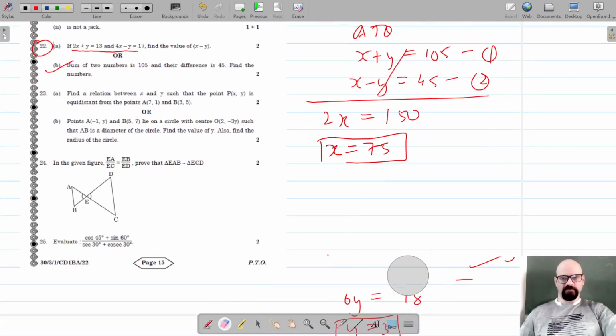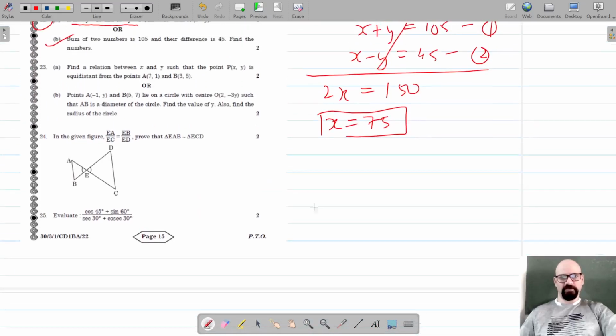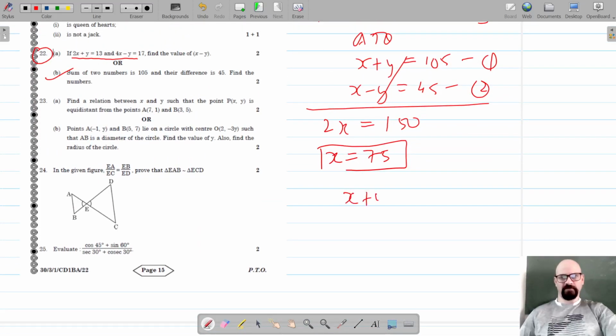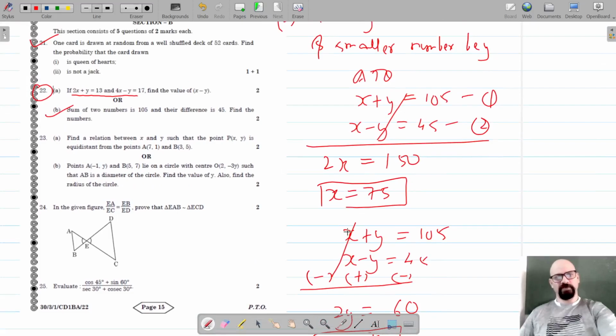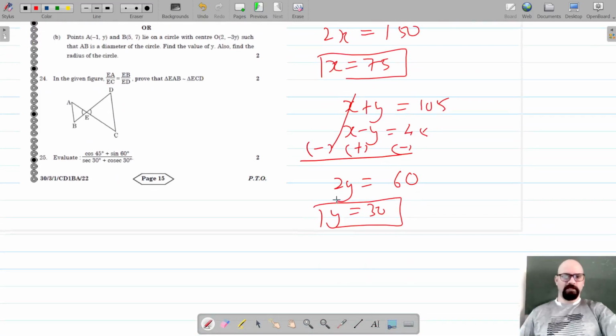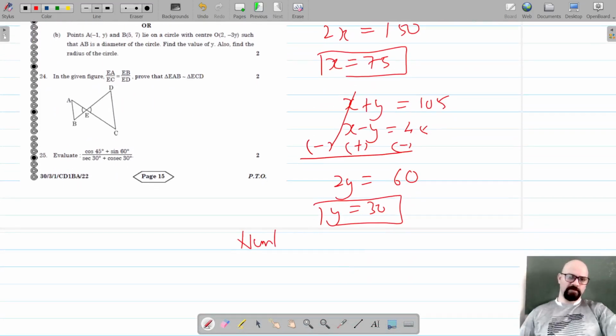And if I once again subtract these equations, that will give me the value of y. So x plus y is equal to 105 and x minus y is equal to 45. If I subtract these equations, this cancels out x, and 2y is equal to 60, so y is equal to 30. So the two numbers are 75 and 30.